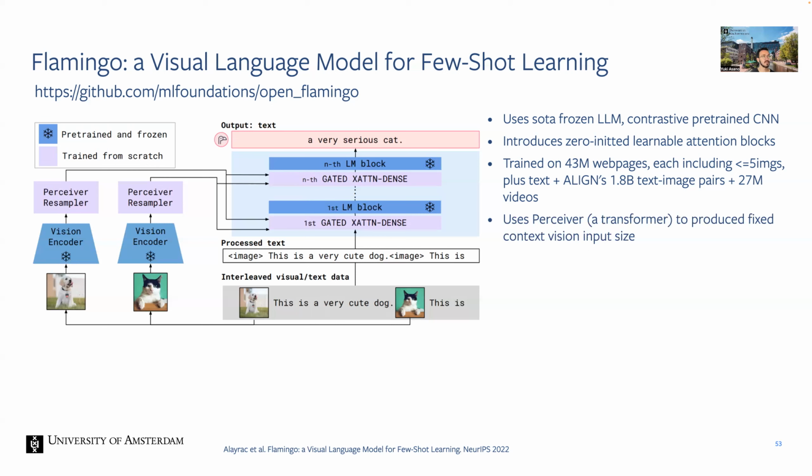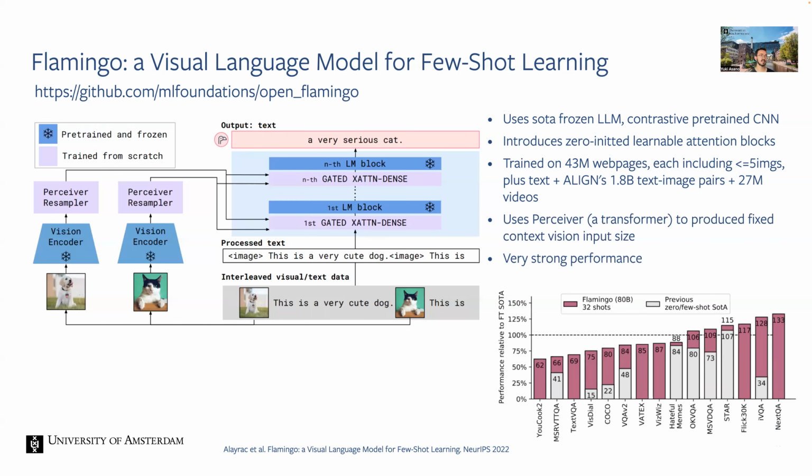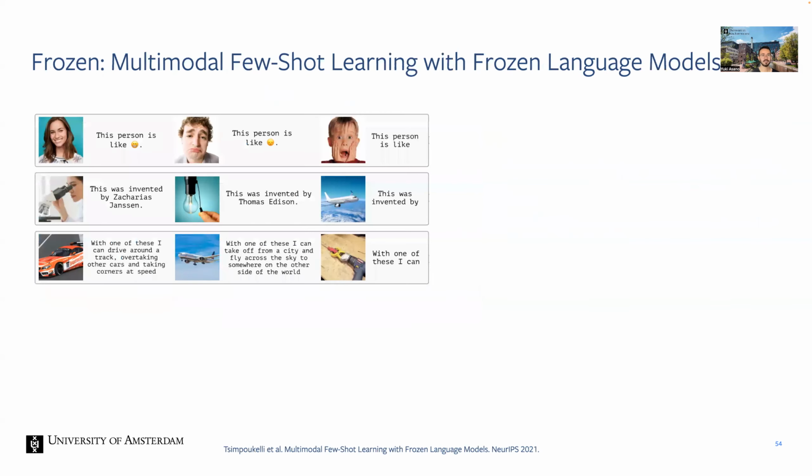And this model uses a perceiver, which is just a specific type of transformer architecture, to produce a fixed-size vision input context. And so they can also use very long videos, and they also train with videos for this, and it gives very strong performance. You can evaluate it with like 32 shots in the end, and it performs quite well. All right. I'm staying at a high level here because we're going to be diving into multimodal few-shot learning in the next lecture. This is another model called Frozen.